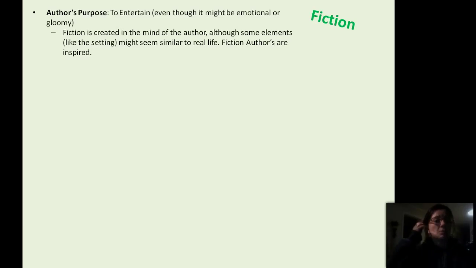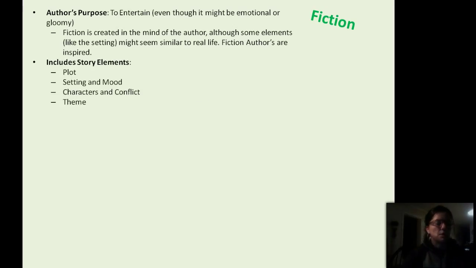And even though it might be something emotional or gloomy, it's still to entertain. Some people like that type of thing. So fictional authors purposely write with their audience in mind, and they want to entertain them. Fiction is created in the mind of the author, although some elements like the setting might seem similar to real life. Now, why does that happen? Because fiction authors, even though they make things up, they're inspired by the worlds around them.